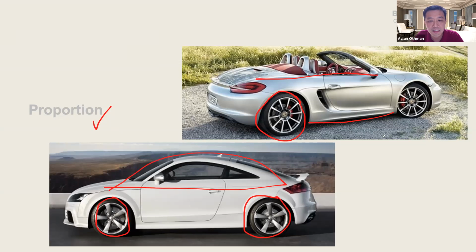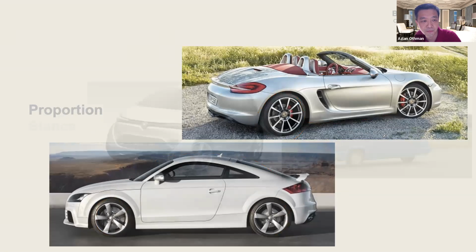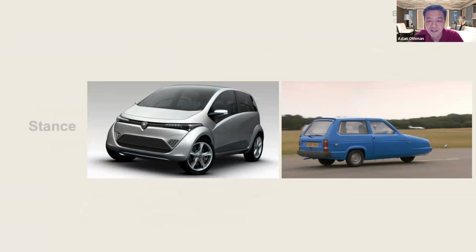So when you talk about product design, it's the same thing. You look at the Dyson vacuum cleaner. There is a certain proportion about it that makes it look good. This doesn't just apply to cars. Then you talk about stance. If you look at this Reliant Robin with the triangular stance, does it look good? Does it look stable to you? Compared to this Proton, look at how it sits on the road. I think you can tell immediately this one has a better stance.